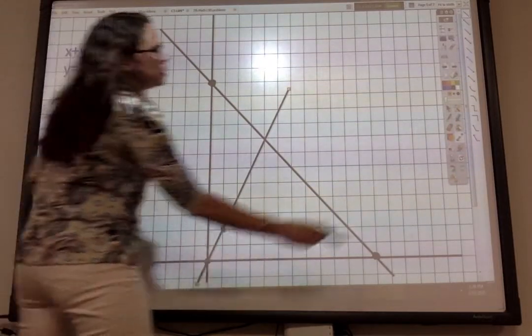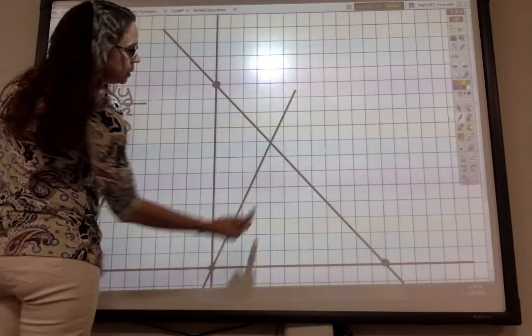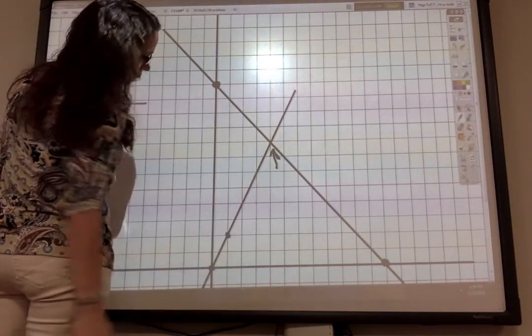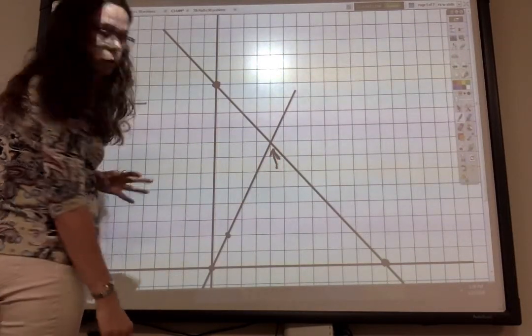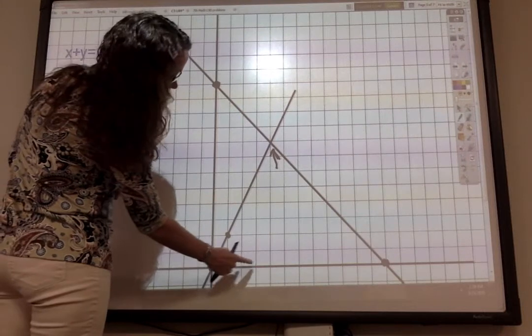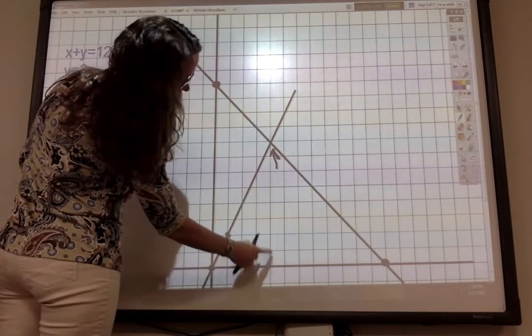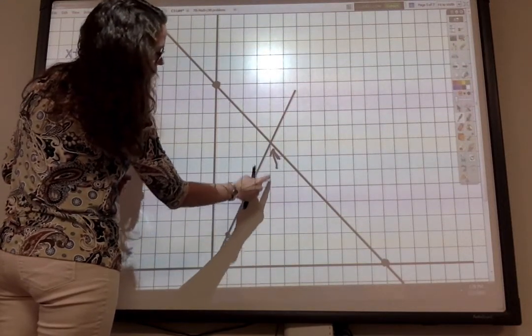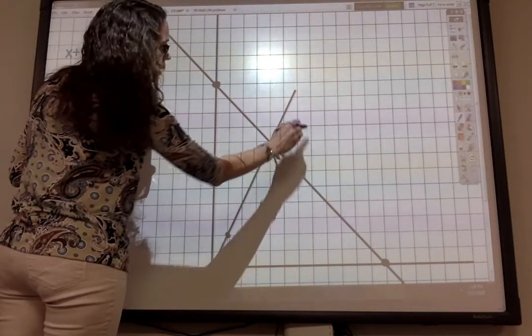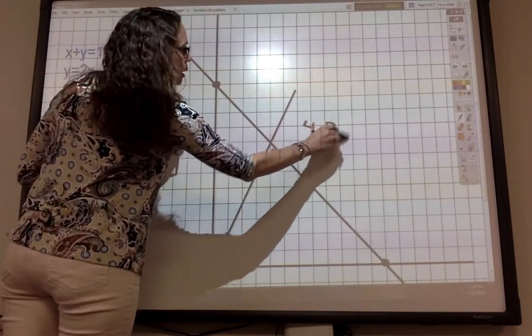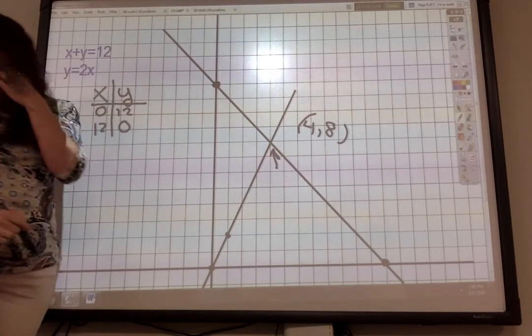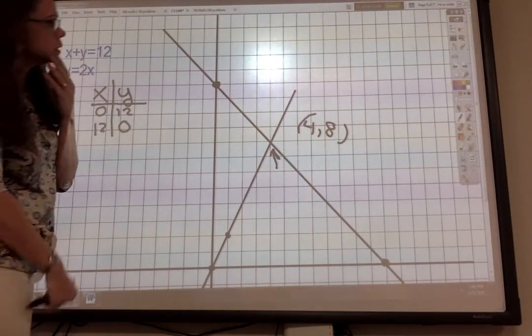Now, hopefully you see our lines intersect at this point here. Okay, so let's see what the coordinates of that point are. 1, 2, 3, 4. 1, 2, 3, 4, 5, 6, 7, 8. So we're saying 4, 8 is the solution to our set.